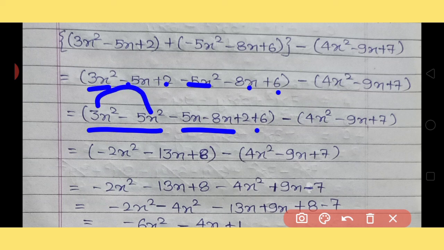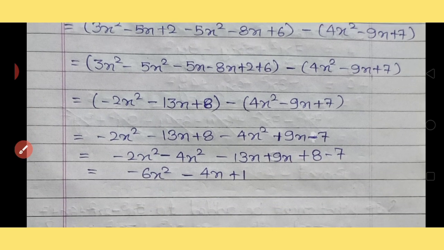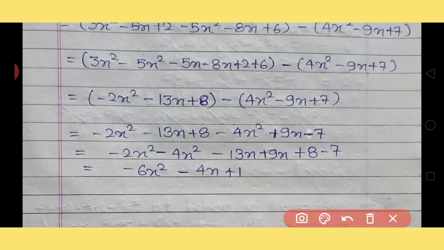5x square will subtract 3x square, getting the answer minus 2x square, and 5 and 8x became 13x, and 6 to 8, and minus 4x square 9x plus 7. Now whenever the second bracket opens, all the signs will be changed because a minus sign is present outside of the bracket. So open the bracket: 2x minus 2x square minus 13x plus 8.